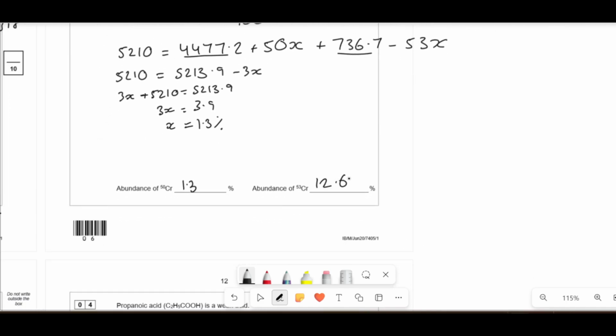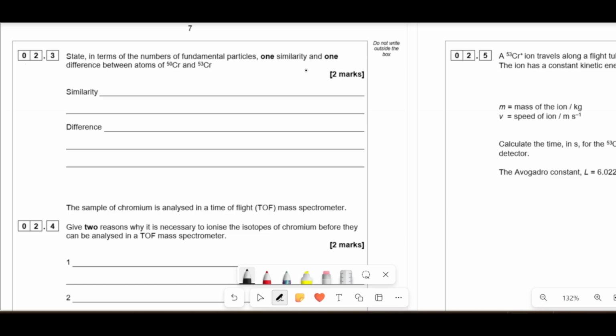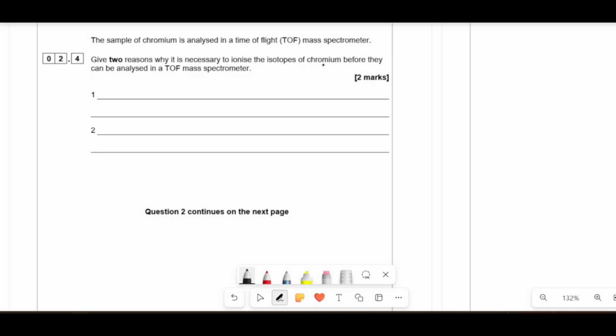There you go. It says, state in terms of the number of fundamental particles, one similarity and one difference between 50Cr and 53Cr. So the similarity is that they have the same number of protons, or you could say electrons. The difference is the number of neutrons. That's what makes an isotope an isotope. Otherwise, if you change the proton number, you're changing what element it is, and if you change the electron number, you've got an ion. The sample of chromium is analyzed in a time-of-flight mass spectrometer.